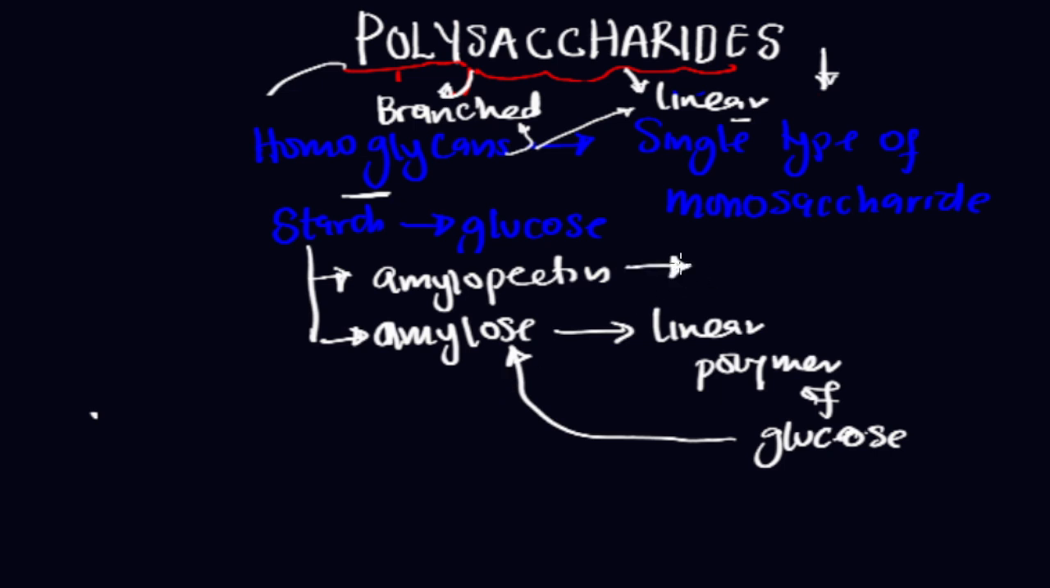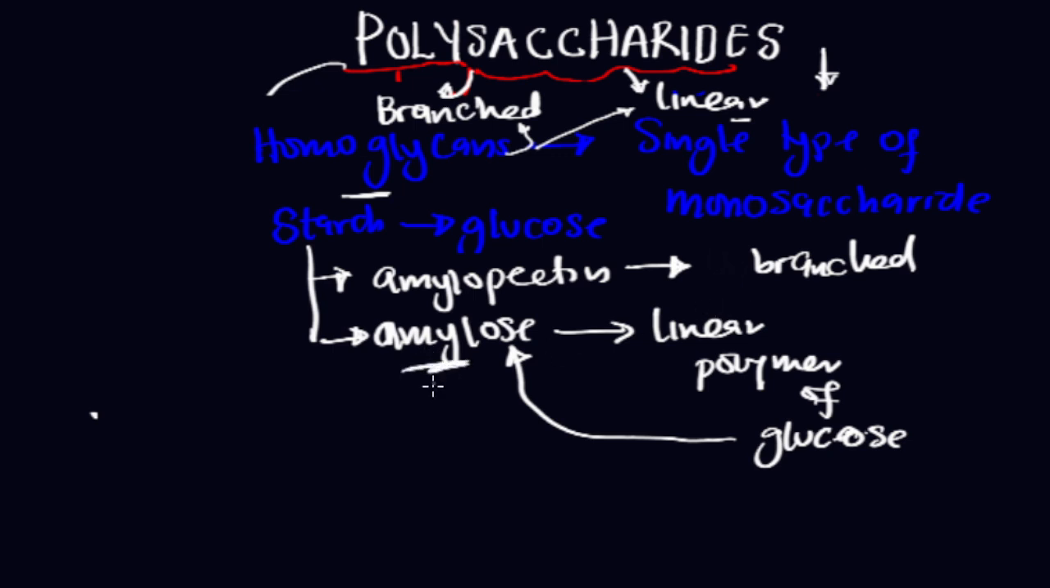Amylopectin is insoluble, and it is a branch polymer of glucose. That's what amylopectin is, and it contains alpha 1 4 glycosidic bond and also what? Alpha 1 6 glycosidic bond.